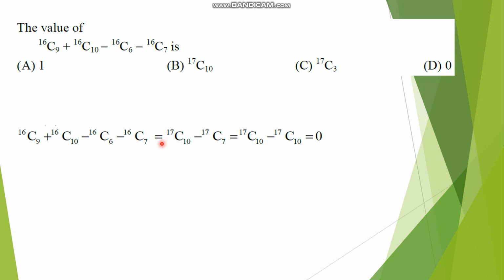Now look at these two terms. If I take that minus outside, that will be 16C7 plus 16C6. Again, apply the same formula. I don't have to tell you how to apply it, and you get 17C7. Now again, look at this: 17C10 minus 17C7, and we know that nCr is nC(n minus r). So 17C7 can be written as 17C(17 minus 7), which is 17C10. The same term is subtracted, so the answer will be 0, which is option D.